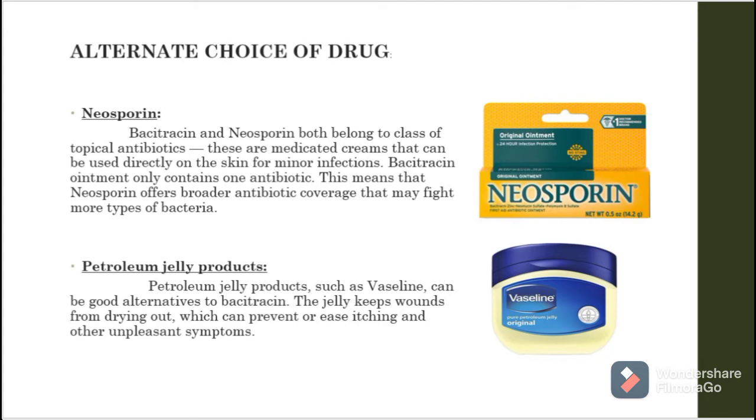There are many alternate choices of drugs which are available in the market. Neosporin can be used instead of bacitracin, and they both belong to the class of topical antibiotics, and they are medicated creams that can be used directly on the skin for minor infection. Bacitracin ointment only contains one antibiotic, and Neosporin offers broader antibiotic coverage that may fight many types of bacteria. Petroleum jelly products such as Vaseline can be good alternative to bacitracin, and the jelly keeps the wounds from drying out, which can prevent or ease itching and other unpleasant symptoms.